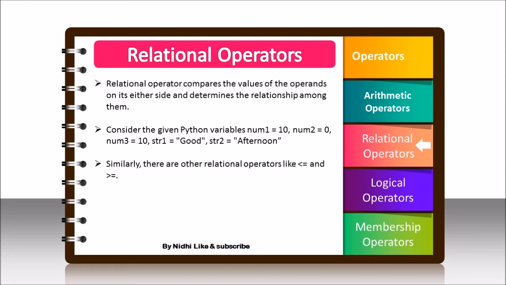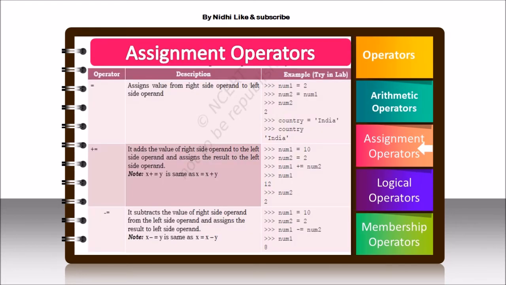Okay, so you can apply these and you can test the result. Next type of operator is logical operator. Before going to logical operators, let's see assignment operators. In assignment operators, we are having equal to. Equal to means it is assigning the right hand side value to the left hand side operand.